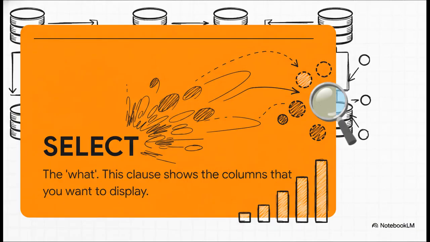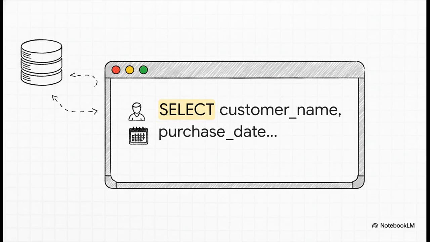It's you pointing at a giant spreadsheet and telling the database, hey, see all these columns? I don't want all of them. I just want to see the data from this column and this one. It's that specific. And boom, just like that, we've laid the first brick of our query. We're literally telling the database, show me the customer_name and the purchase_date. That's it. Pretty straightforward, right?